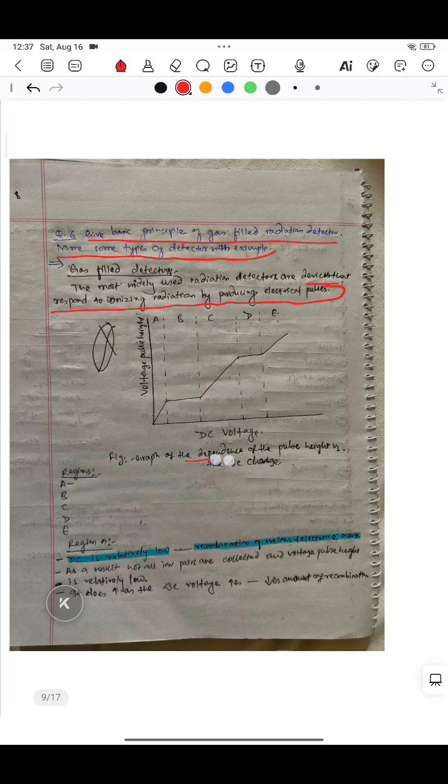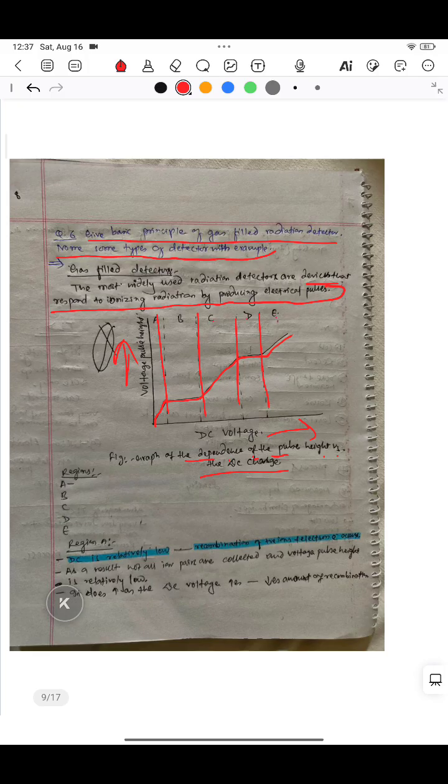So the graph of the voltage pulse height against DC charge. This one is the DC charge, and this one is the voltage pulse height. A, B, C, D, E: we have divided it into 5 regions, each one having a name, and we proceed according to that. So region A, B, C, D, E.